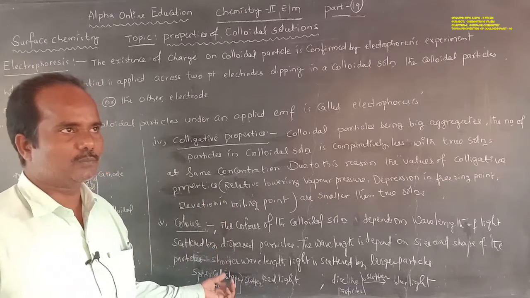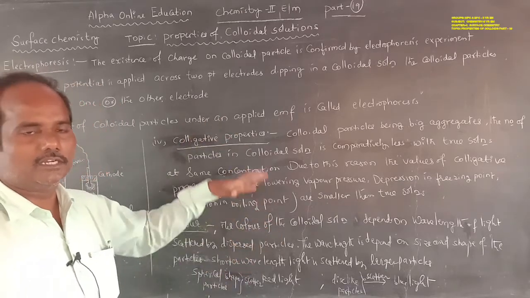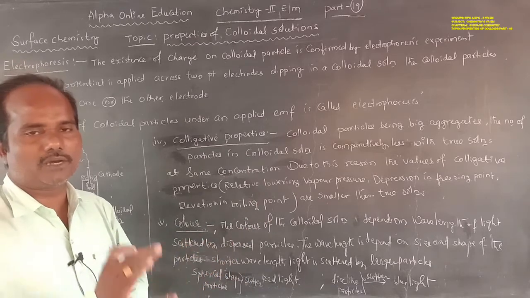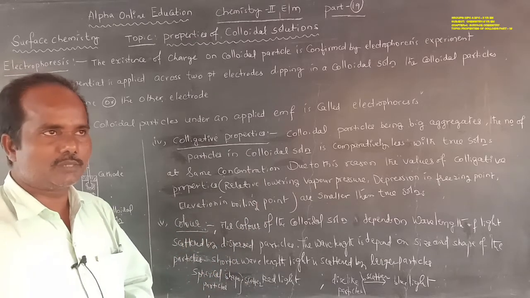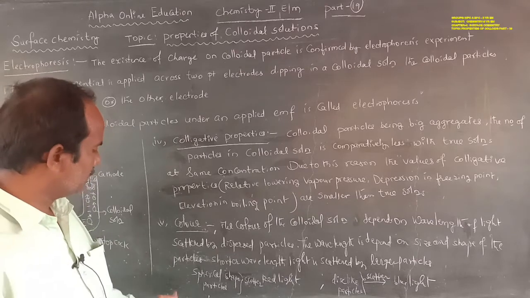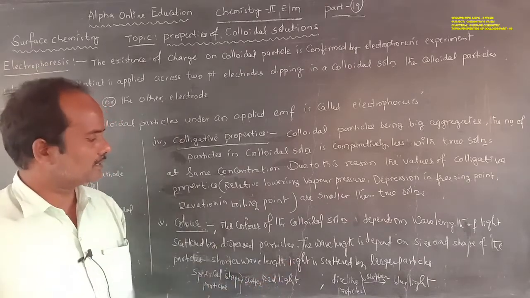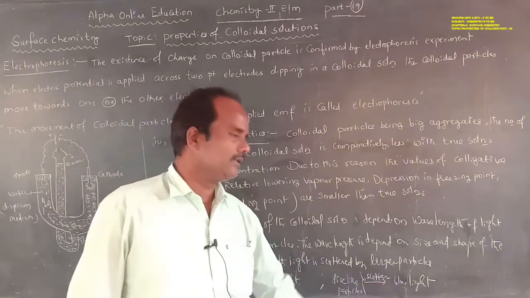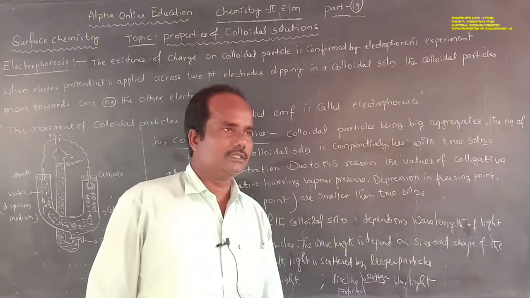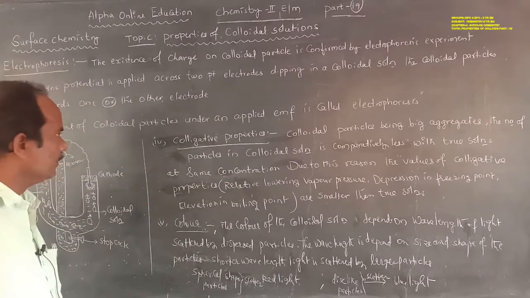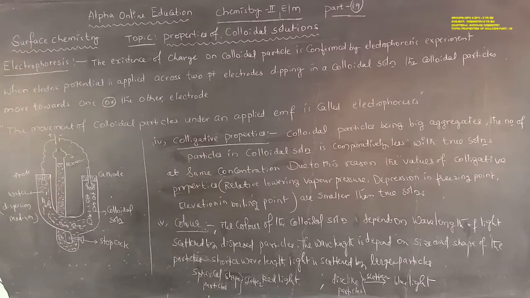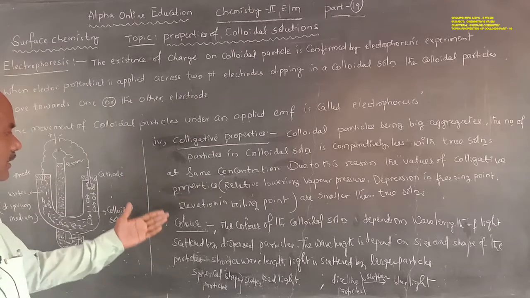Dispersed phase particles: the color depends upon the size and shape of the particles. Spherical particles scatter the red light, while disc-like particles scatter the blue light. So here are the properties of colloidal solutions: electrophoresis, colligative properties, and color.